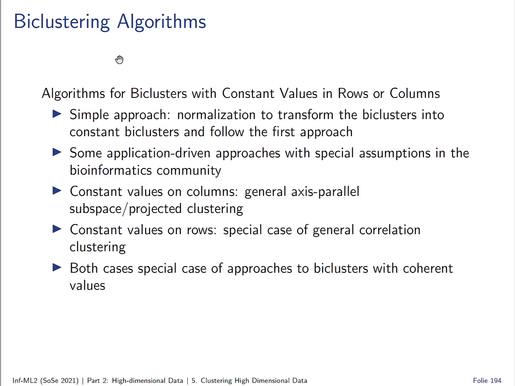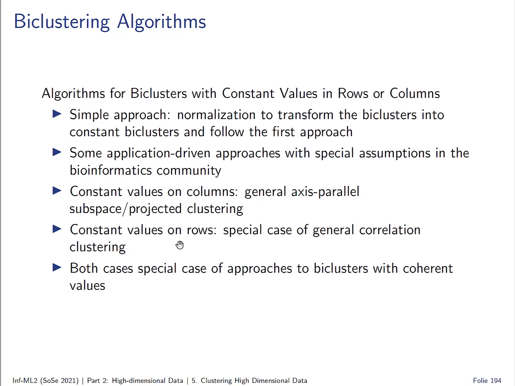Basically, these biclustering algorithms are extremely popular in the bioinformatics community. These approaches rely on special assumptions from the applications, for example from bioinformatics. Other approaches could be for constant values in columns. We saw that they are somehow axis-parallel subspace clusters, so we could use, in general, axis-parallel subspace clustering algorithms or projected clustering algorithms for solving that problem.